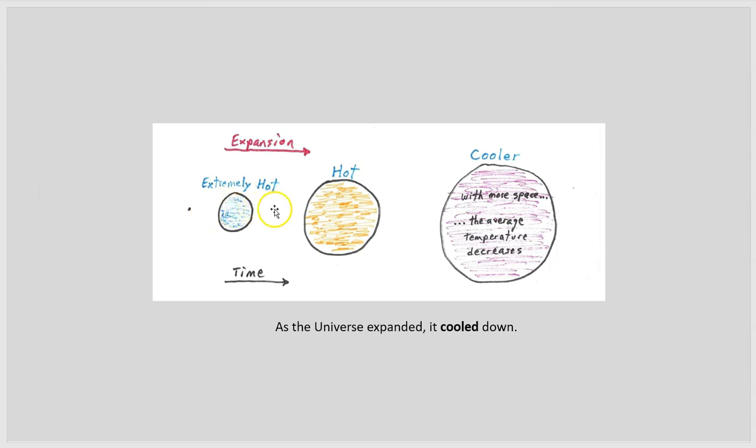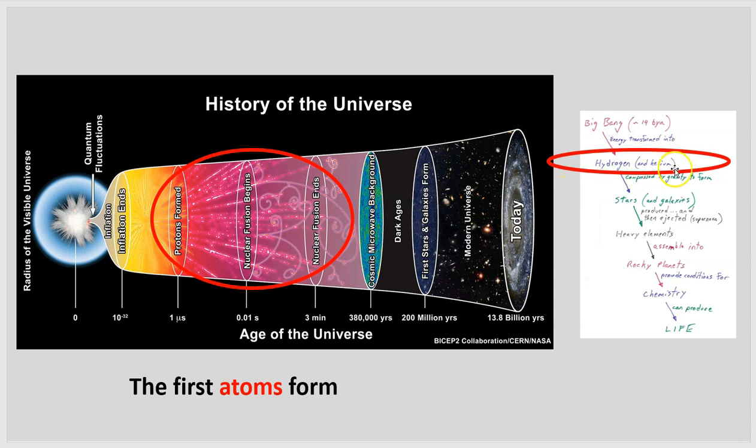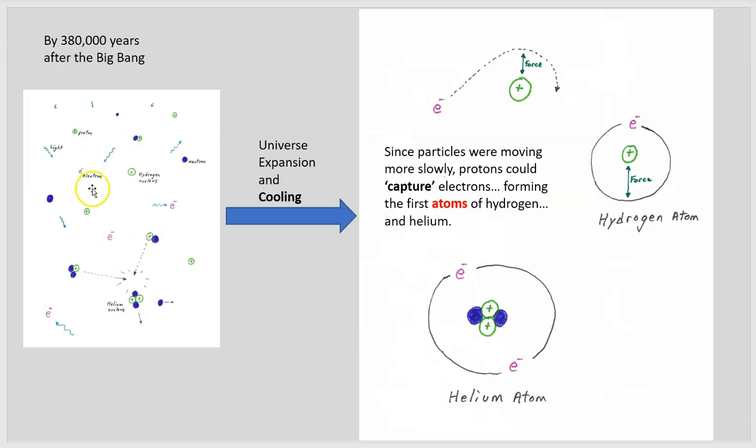But because the universe continued to expand, temperatures got cooler and cooler, and that set the stage for our next event, the formation of atoms. And the simplest atoms we're talking about are hydrogen and helium. So again, on the left here, we have the hot universe, but as it expands, it cools, and it cools to such an extent that the electrons that were buzzing around could be captured by protons. Electrons are negatively charged, protons are positively charged. So since particles were moving more slowly, protons could capture electrons, forming the first atoms of hydrogen and helium.